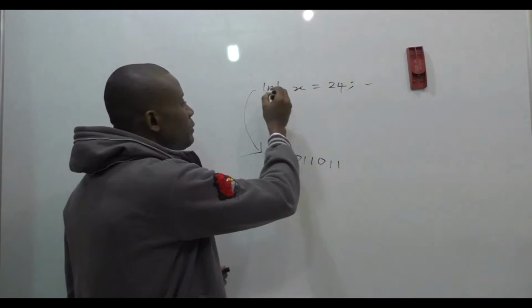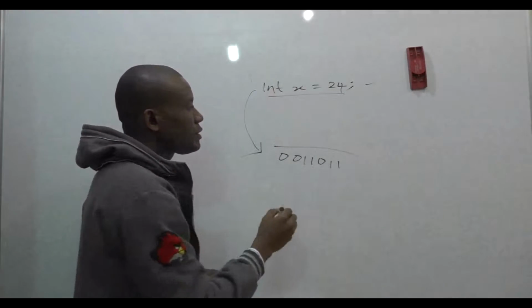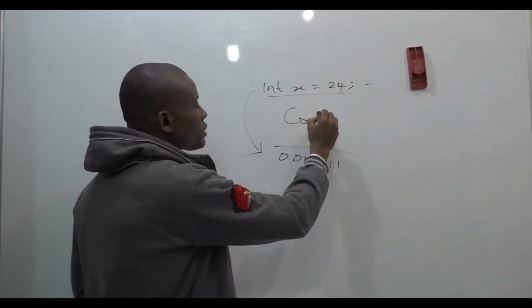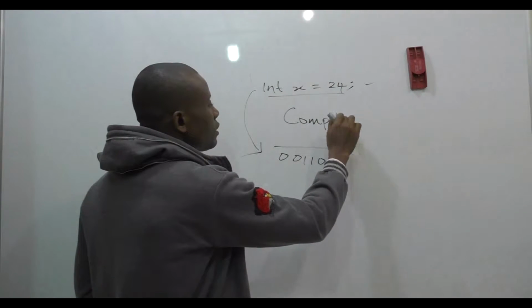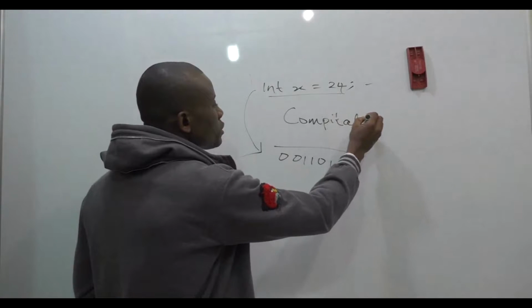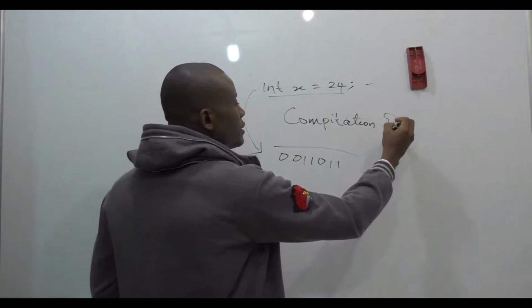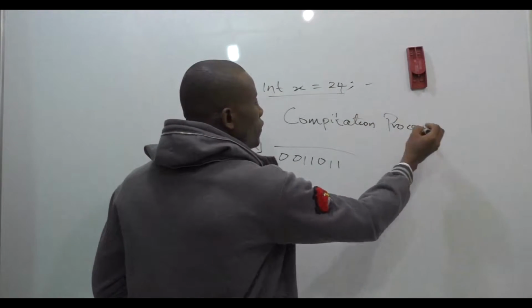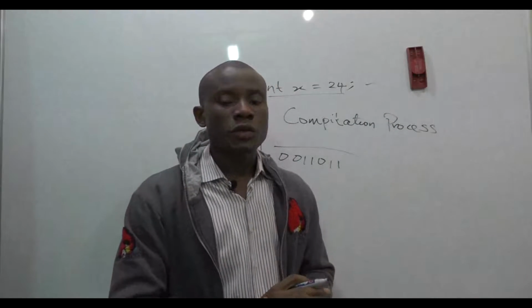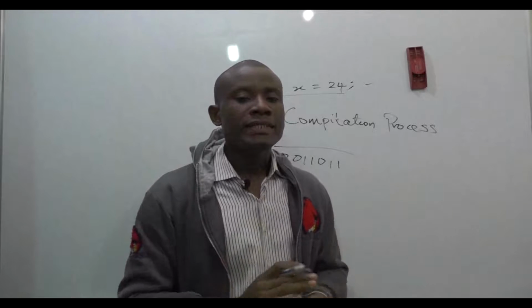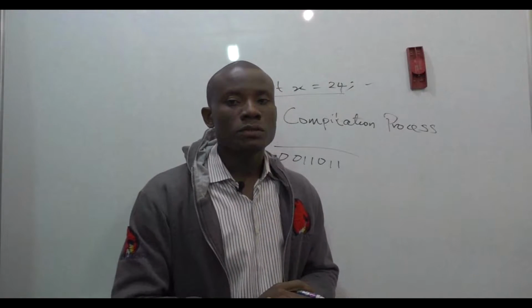So what happens in between this place and this place, and that is what we are going to discuss now, and that is the compilation process. There are 6 stages in the compilation process that we are going to discuss now, and let's take the first stage.